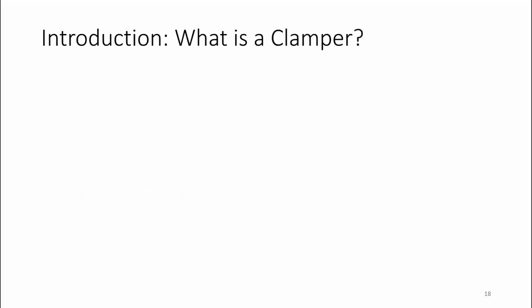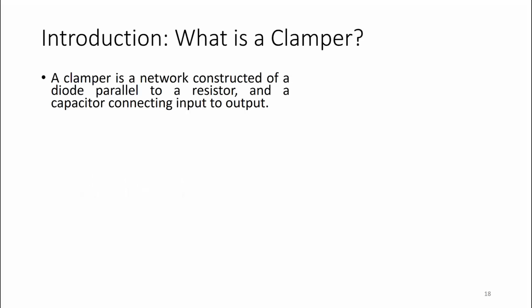So this is part 2, clamper circuits. We have completed part 1, clipper circuits, in the previous video. So what is a clamper? A clamper is a network constructed of a diode parallel to a resistor and a capacitor connecting input to output.